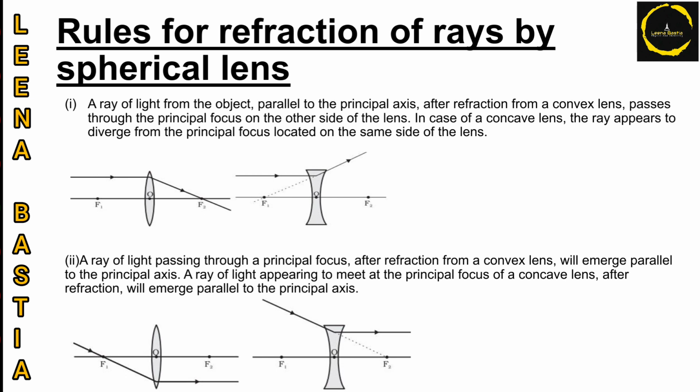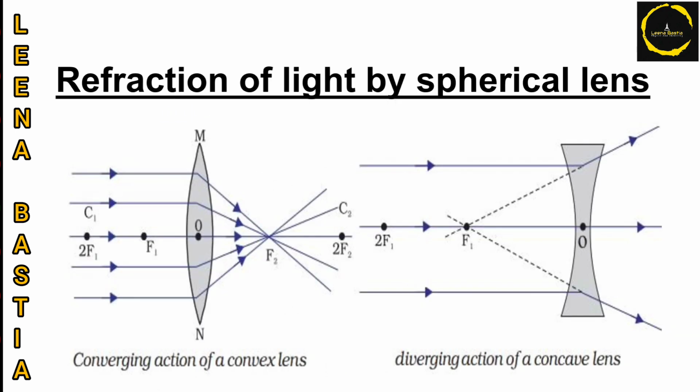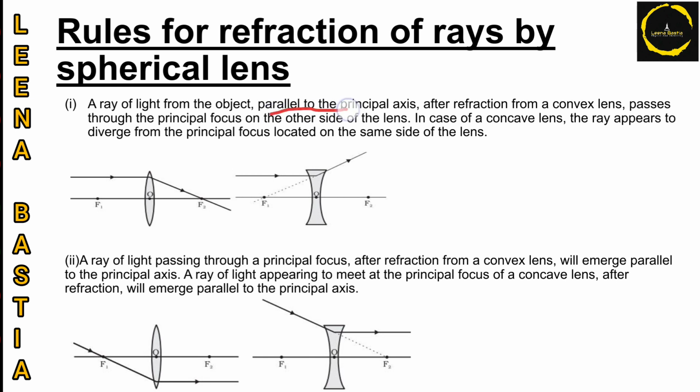What are the rules? Let us see, like we had studied for mirror. Here, the first rule: a ray of light from the object parallel to the principal axis, after refraction from a convex lens, passes through the principal focus on the other side of the lens. If it is parallel, after refraction it will meet at the focus, or pass through the focus on the other side of the lens. On the other side means the ray is coming from the left side, the lens is in the middle, and after refraction it is passing through F2. We are seeing the other side in the sense that the object is on the left side of the lens, so the right side of the lens we can consider.